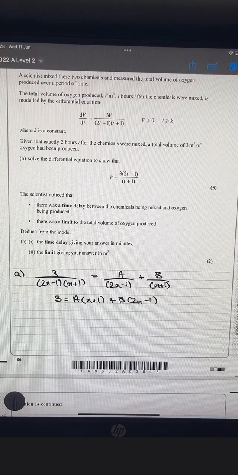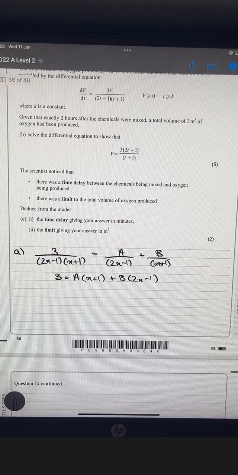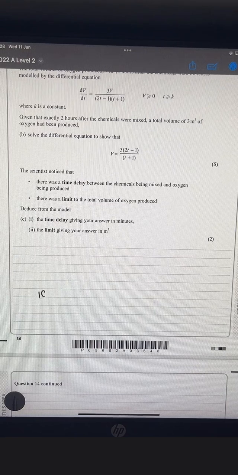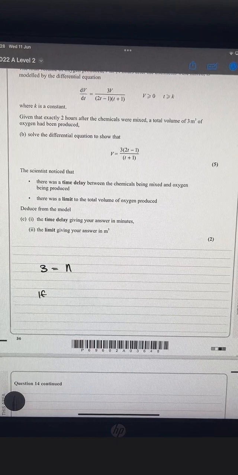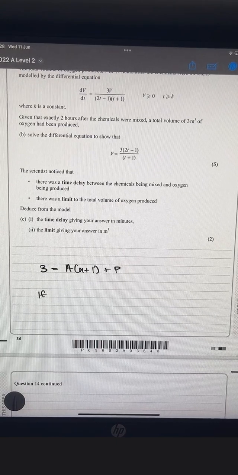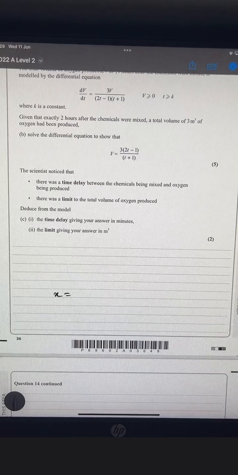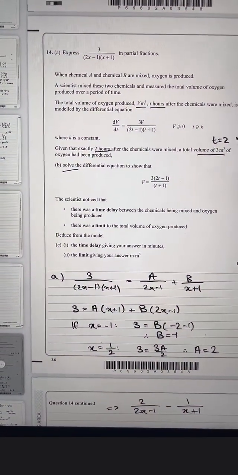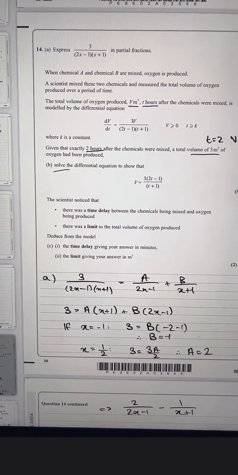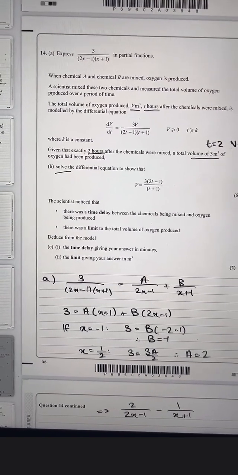So I'm going to do the comparing coefficients method. No, not comparing, I'm going to do the substitution method. I want to get rid of the A, so if x is negative 1, that'll get rid of my A. Oh, nice, that all just disappeared. I'm just going to write the last step I did there, plus B(2x minus 1). Why does it keep disappearing? All right, I'll show what I did before. If x is equal to negative 1, then 3 is equal to B times (negative 2 minus 1), which is minus 3. So B is equal to negative 1.